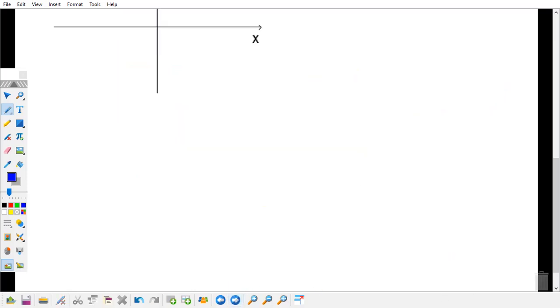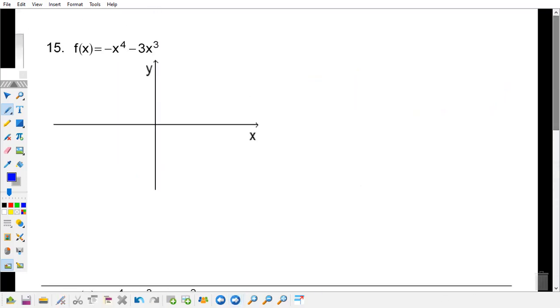All right, let's try another one. Here we go. Step 1, is this fully factored? No. First thing you should always check for when factoring is the GCF, the greatest common factor. What is my greatest common factor?